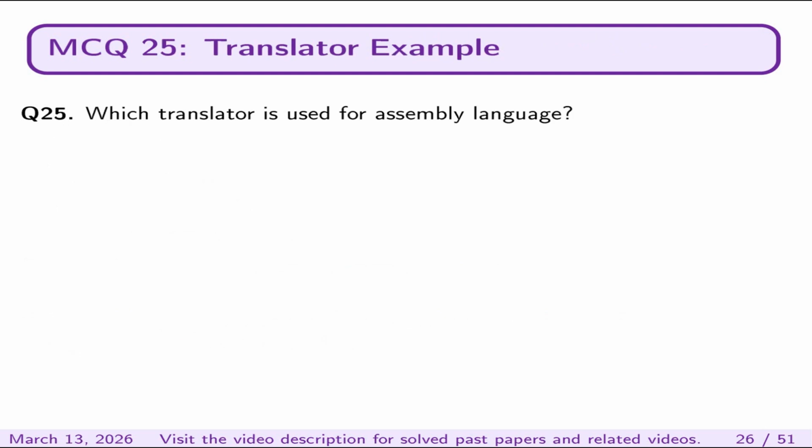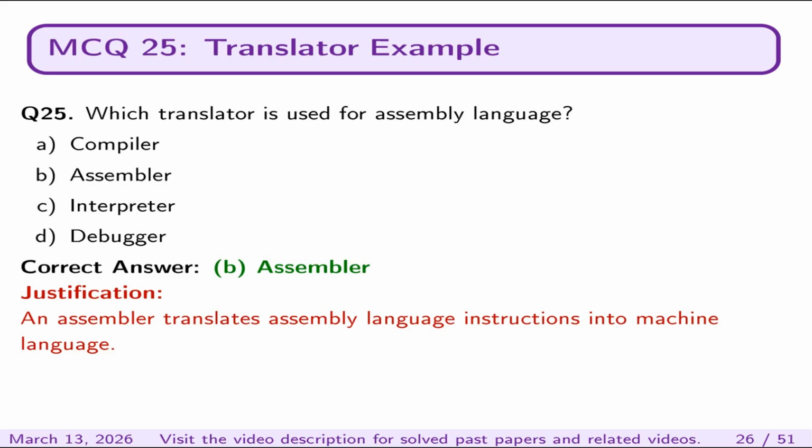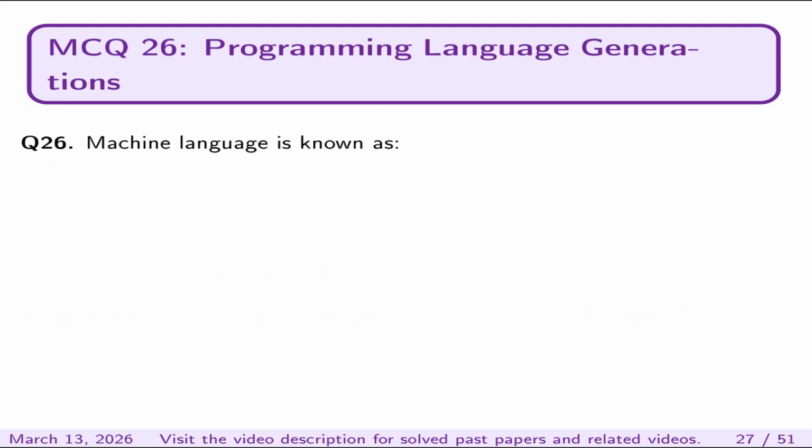Question number 25. Which translator is used for assembly language: compiler, assembler, interpreter, debugger? The correct option is the assembler. An assembler translates assembly language instructions into machine language.